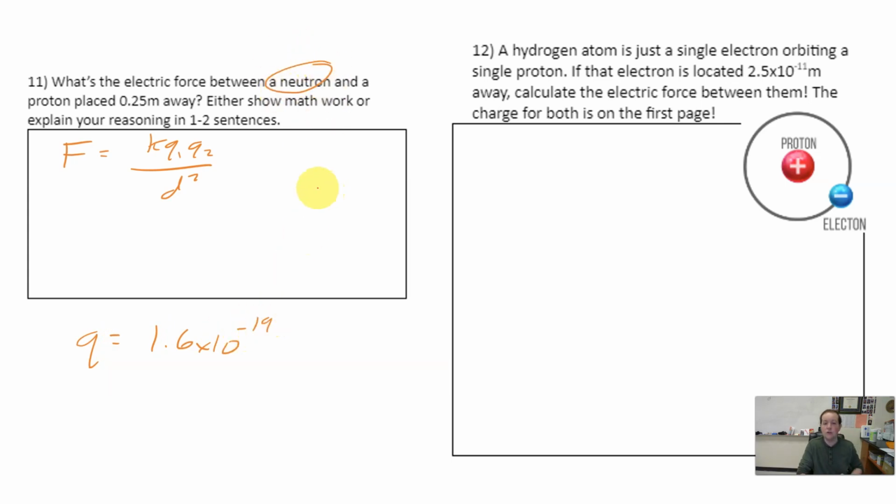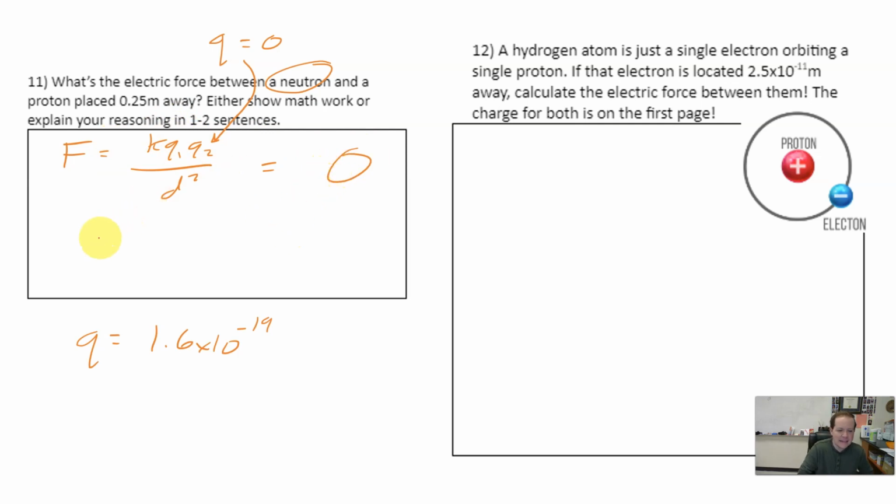But it's asking about a neutron. What's the charge of a neutron? This is a little bit of a trick question. A neutron, remember, it's neutral. It doesn't have a charge. The charge of a neutron is literally 0. So what's going to happen to my force equation when I plug in 0? I don't really have to do anything because 0 times everything is 0.